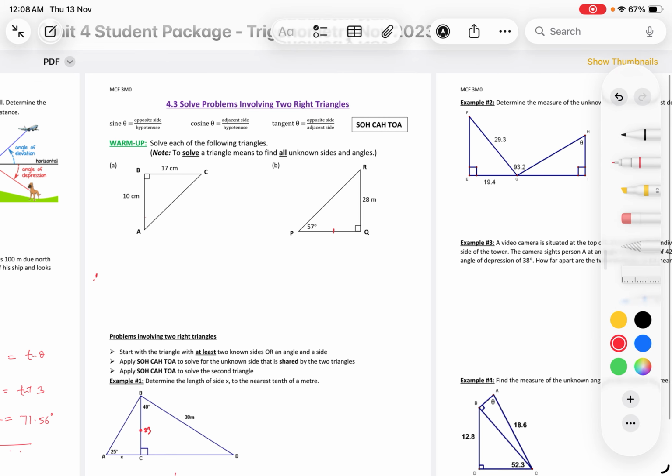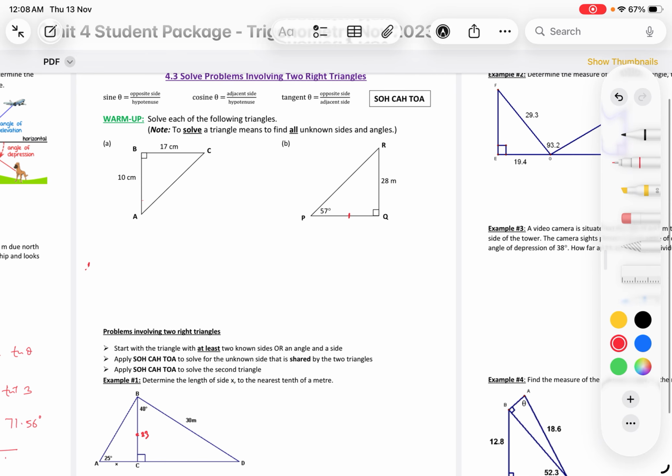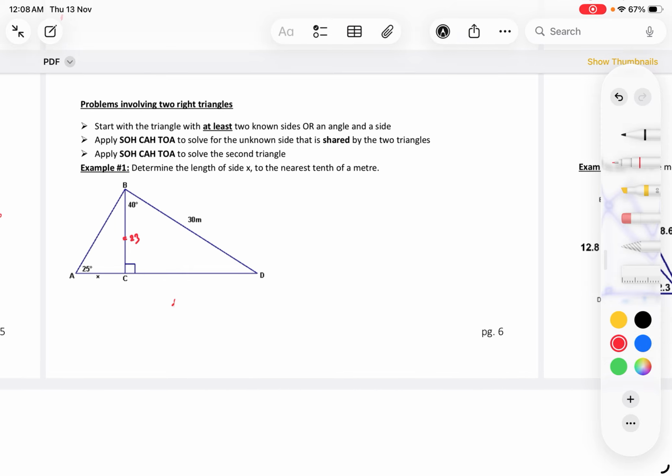Next. Problem solving with two right triangles. Now when two right triangles are given, how do you use them? See, determine the length of the side x to the nearest tenth of a meter. You need to find this x. You are given two right triangles, triangle ABC and triangle BCD. In triangle BCD, we observe that one side and one angle is given, so we can easily find the other sides.